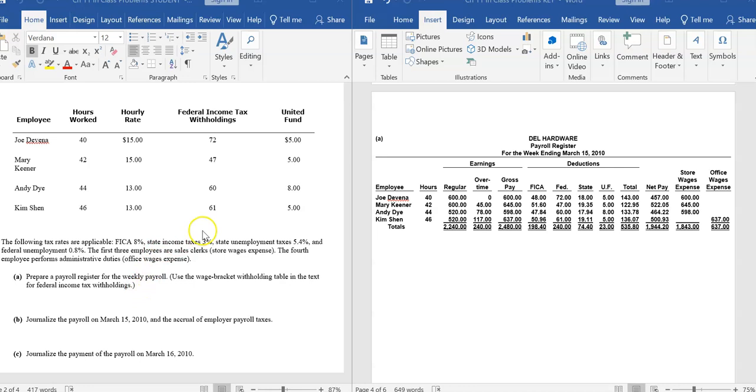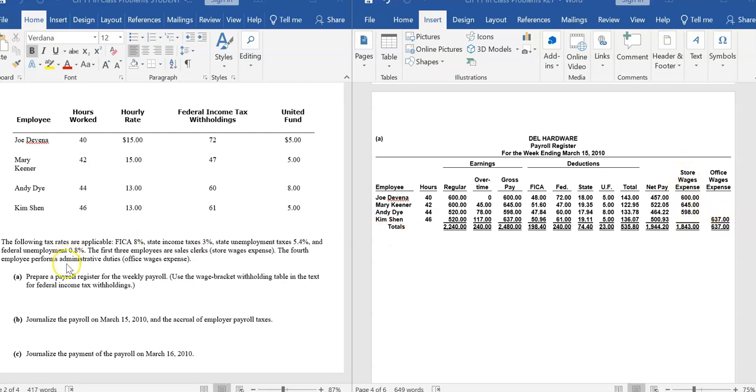Okay, let's prepare a payroll register. Essentially, a payroll register lists by employee and then totals the gross earnings, which are their regular earnings and the overtime earnings, to get their gross pay. And then it lists out all of the deductions from gross pay to get to net pay, and then breaks it out by how that net pay is going to be recorded, what type of expense it will be.